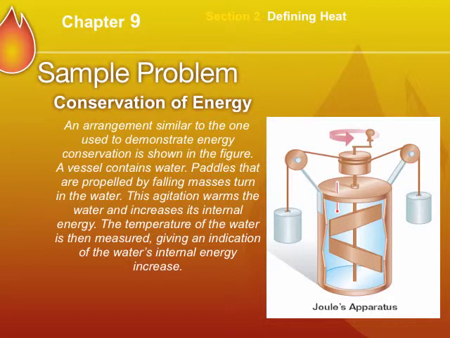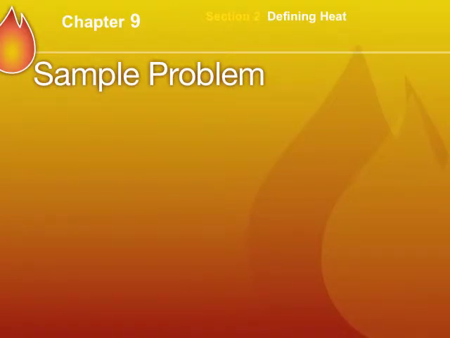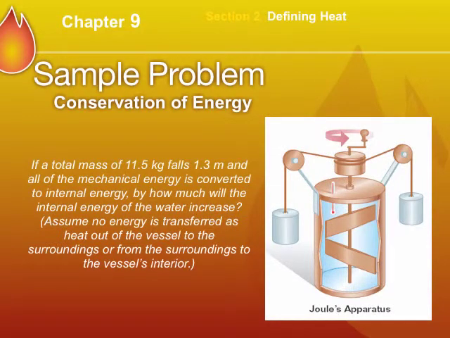We actually showed that in class today, or we'll be showing that in class. We're going to go over these things about how to shake this up with a flask. So make sure you got that and remember how that worked. The temperature of the water is then measured, giving an indication of the water's internal energy increase. Nice simple experiment. If a total mass of 11.5 kilograms falls 1.3 meters and all the mechanical energy is converted to internal energy, how much will the internal energy of the water increase?